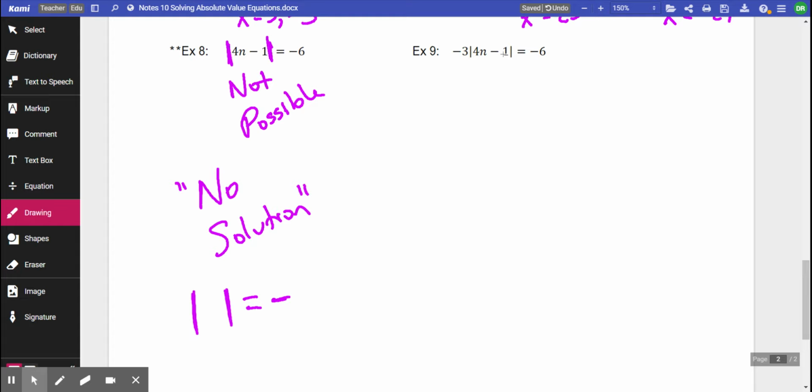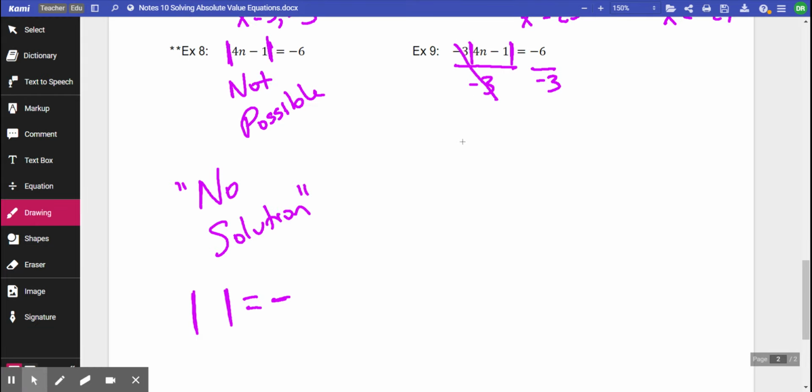All right, so for this next example, we see our absolute value bars and we see a negative on the other side. So your intuition might say that, okay, that's not possible. However, there's a difference between this problem and this problem. This one, the absolute value bars are not alone. So you always have to get your absolute value bars alone first. Between negative 3 and the absolute value bars, there isn't a sign, which means it's multiplication. So to undo multiply, we're going to divide both sides by negative 3.